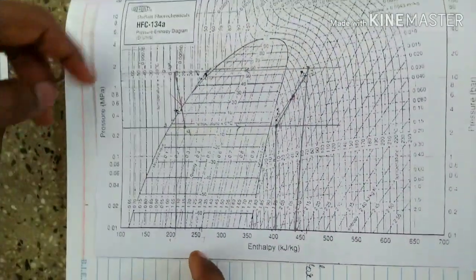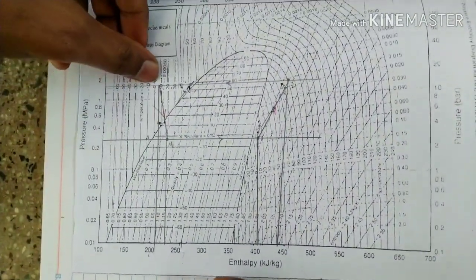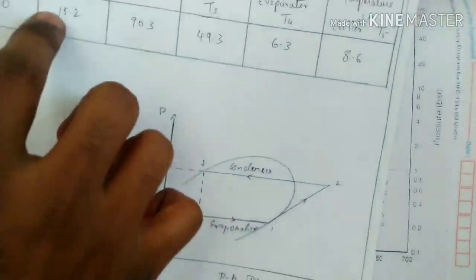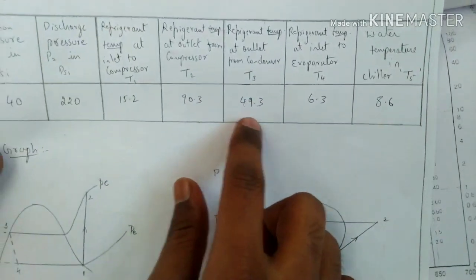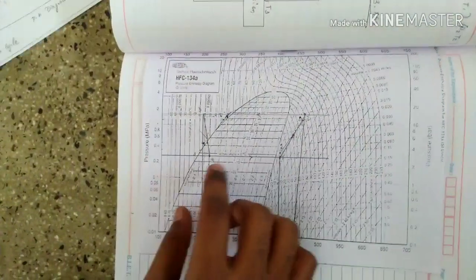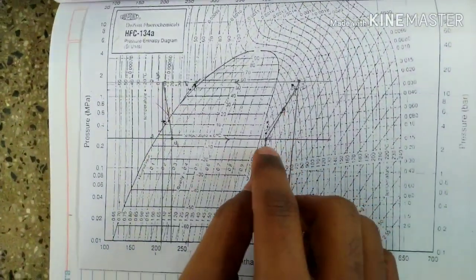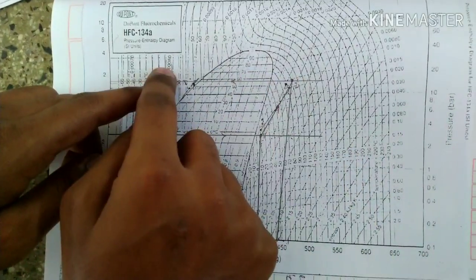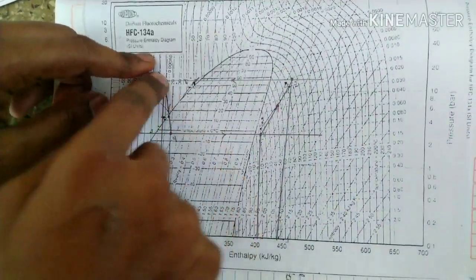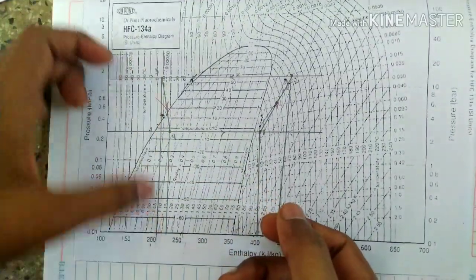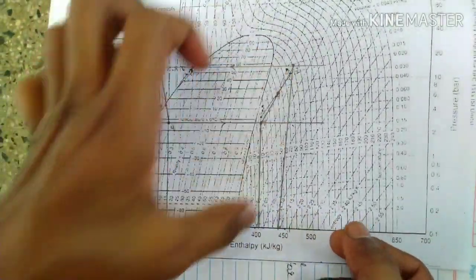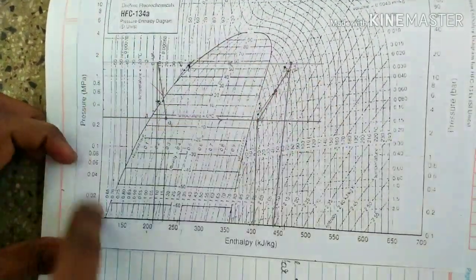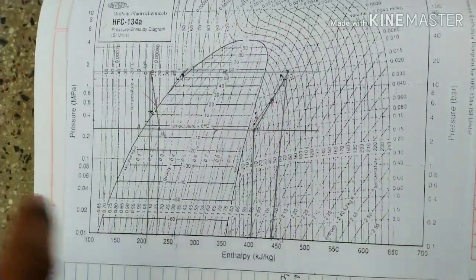So we have to plot it in the y direction. You will get two values here, and then you have to take the temperatures T1 15.2, T2 90.3, T3 49.3 and T4 6.3. The temperatures you will get here as T1, T2, T3, T4. So you will get a quadrilateral. Then you have to plot it downwards like this, and you will get the four values, H1, H2, H3, H4. Using this way, you have to plot the PH graph and get the values of enthalpy.